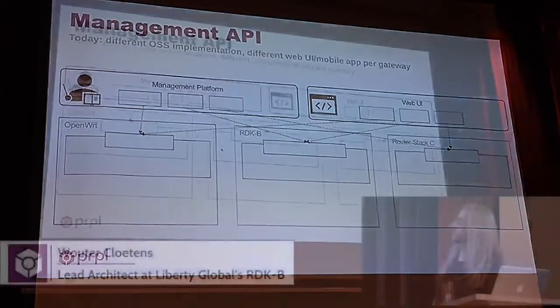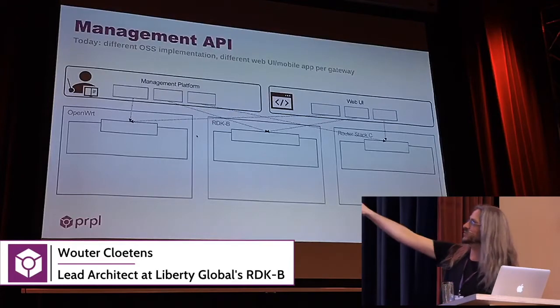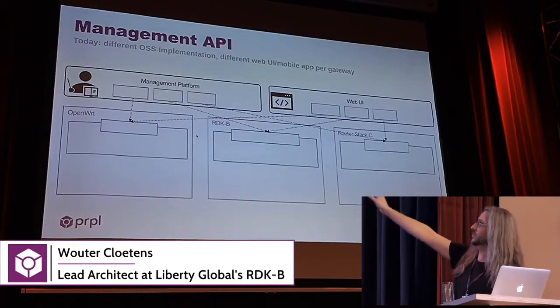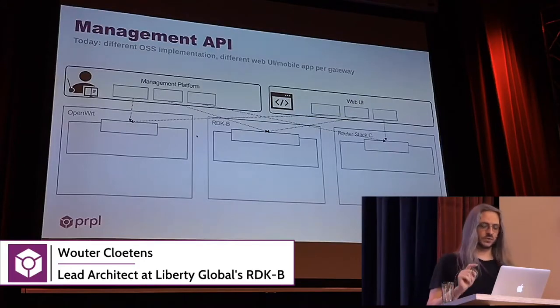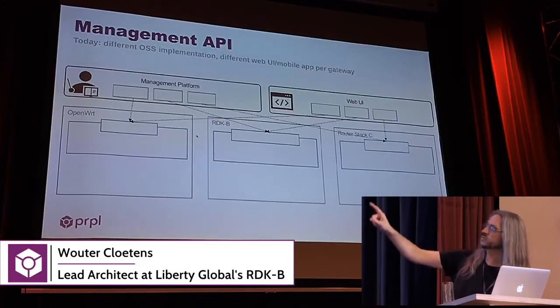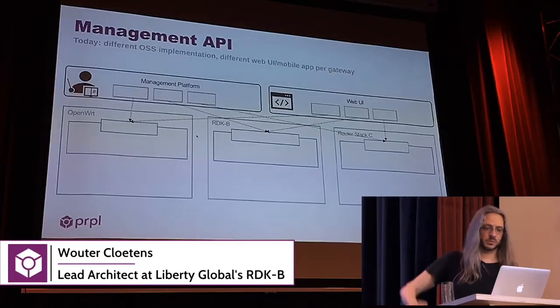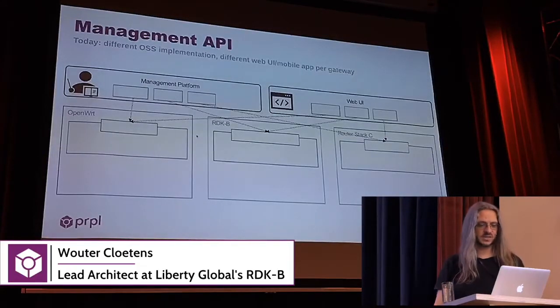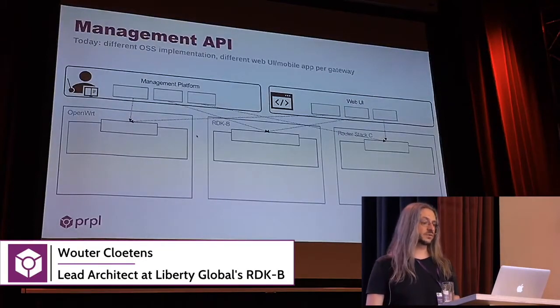But this is what it typically looks like. On the left, you see, oh God, of course, the text is gone again. So you see your management platform, OSS, BSS, and on the right you see a web UI or a mobile application. The three boxes in there refer to the three different software stacks. So you have an OpenWRT box, an RDK-B box, and stack number C, something proprietary. These are the two open source stacks. They all have completely different APIs to configure these things. They have other data models.